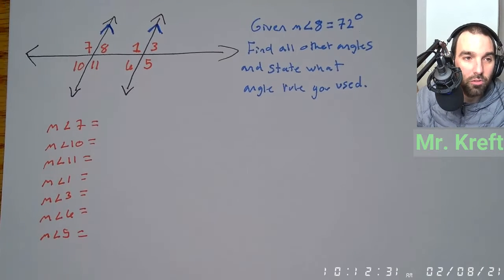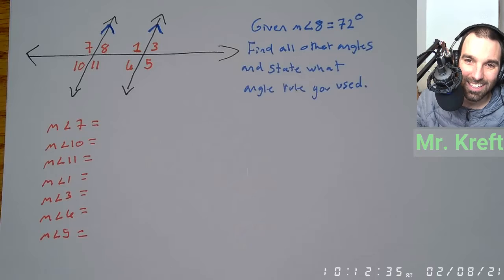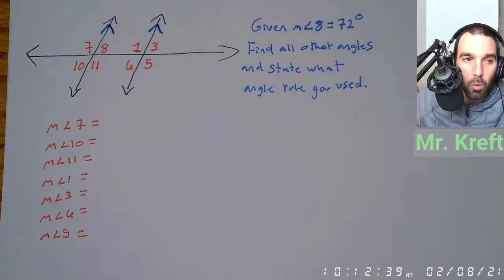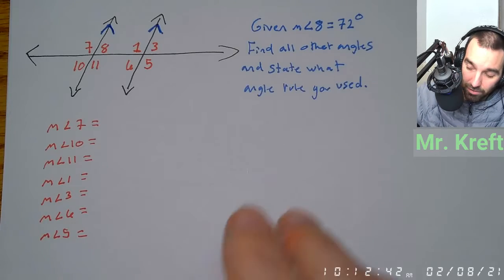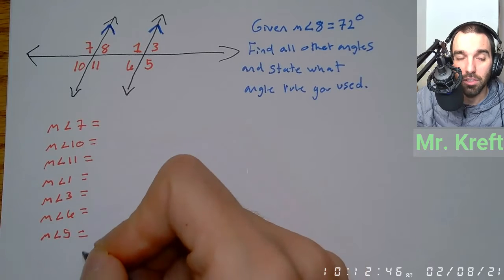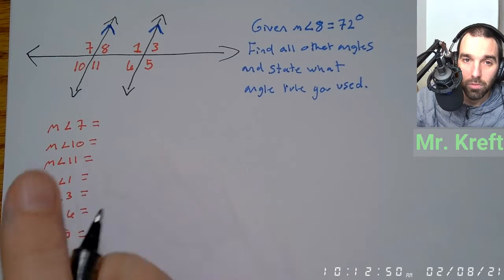I just want you guys to know that all of our answers should be the same, but how we got there doesn't need to be the same. Again, there's more than one right way to get to the ending. What matters is that we are getting the same answer and that our angle rule justifies what we did.